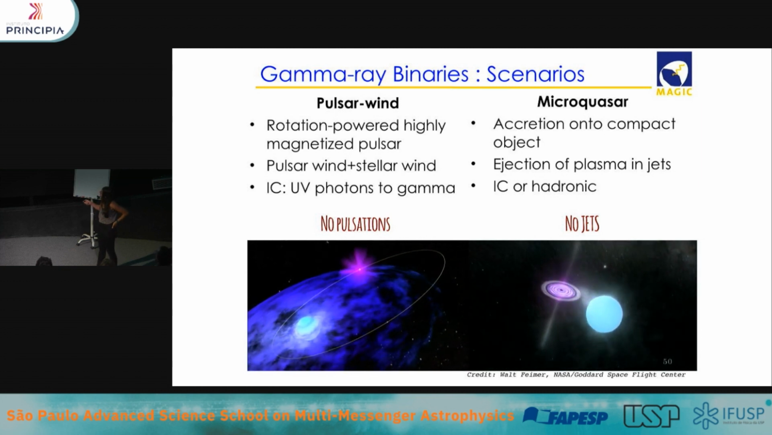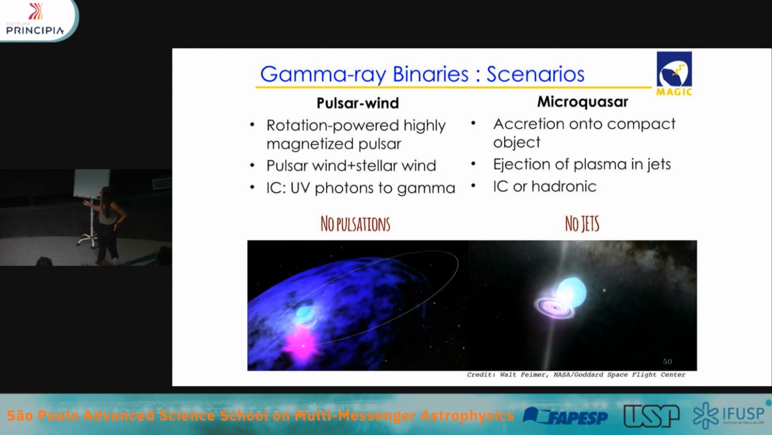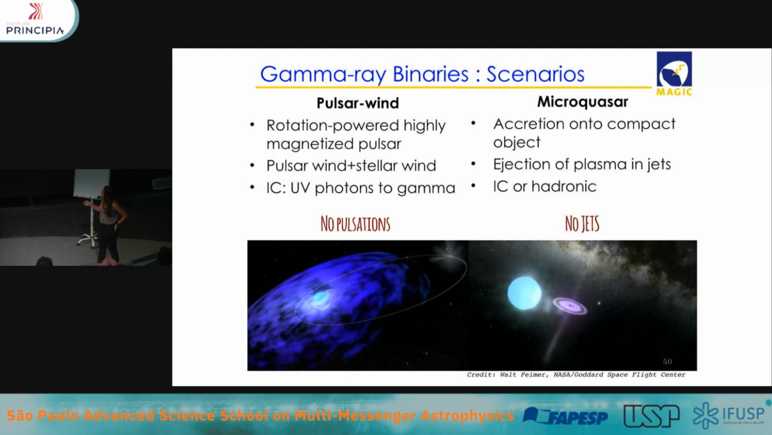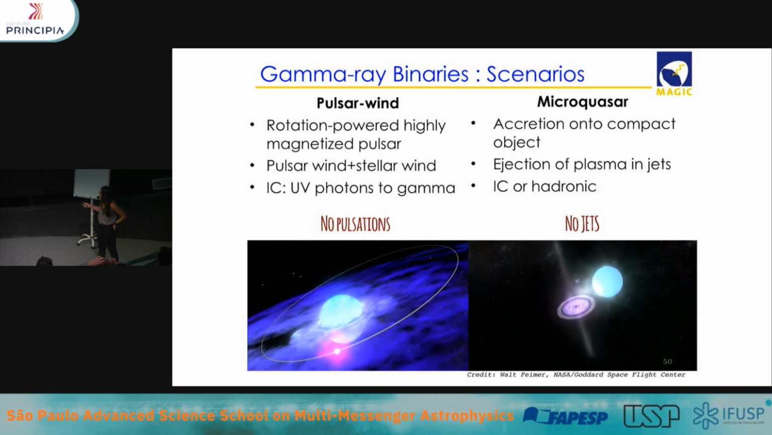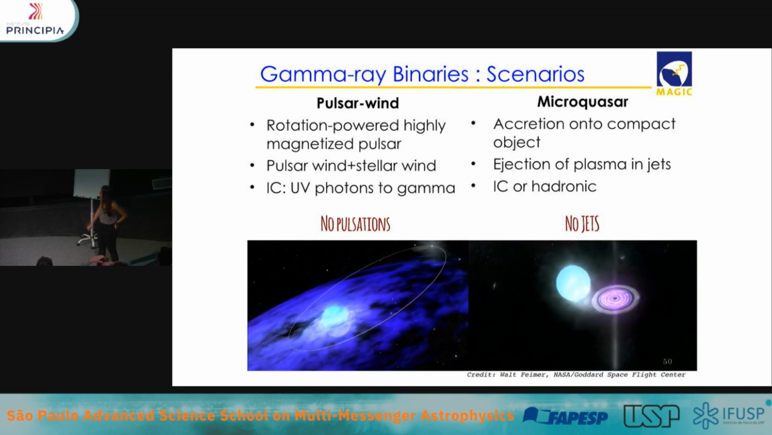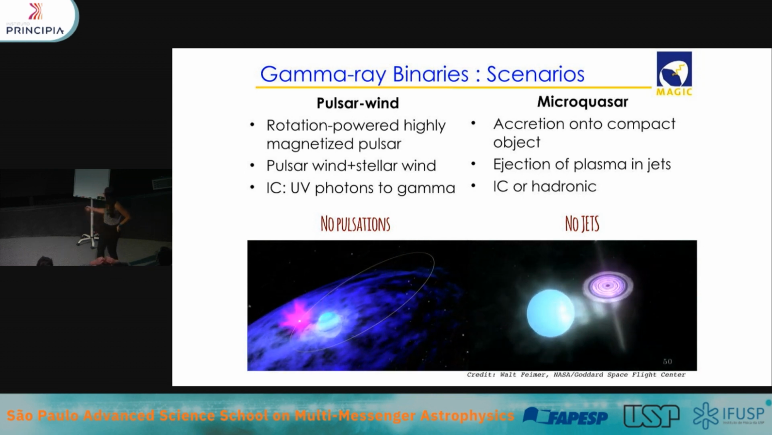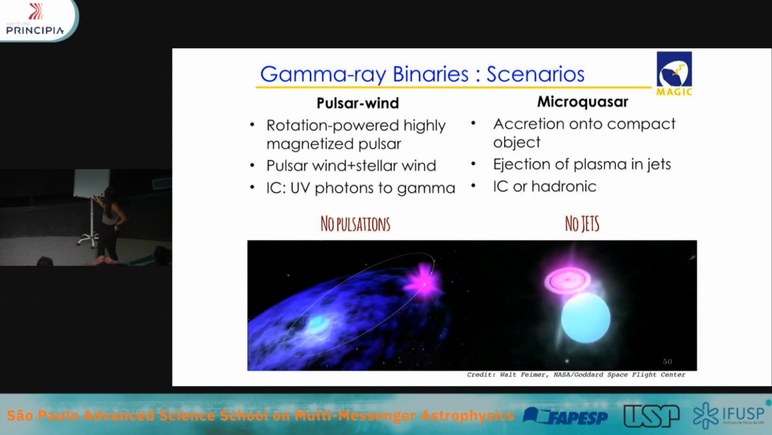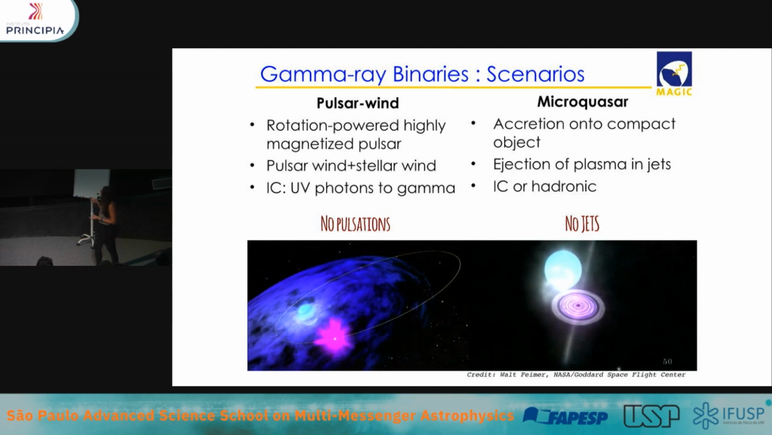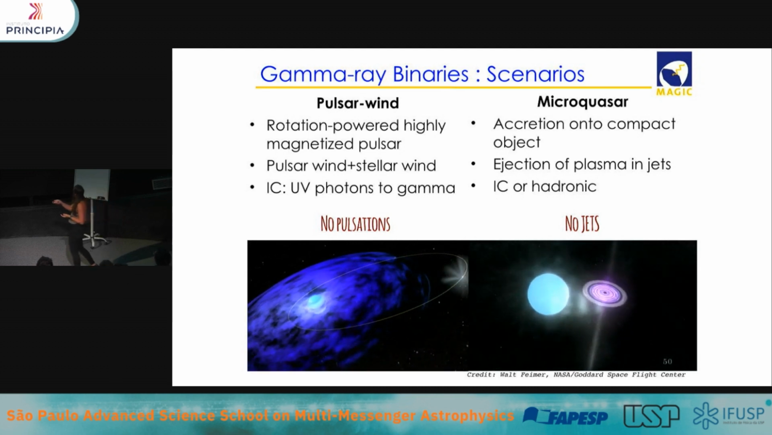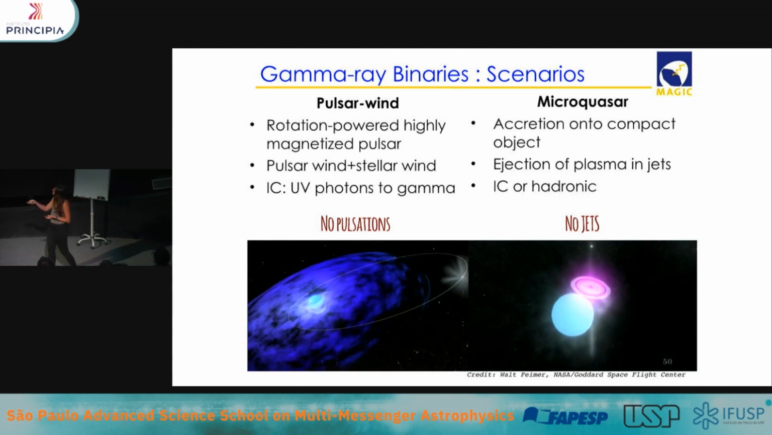And the thing is that, regarding the emission, in general, in this kind of systems, what we measure is inverse Compton. So there is inverse Compton on the photons that are provided by the star. And in the case of microquasars, there are two scenarios possible. You could have inverse Compton, or you can have hadronic emission in the jet.